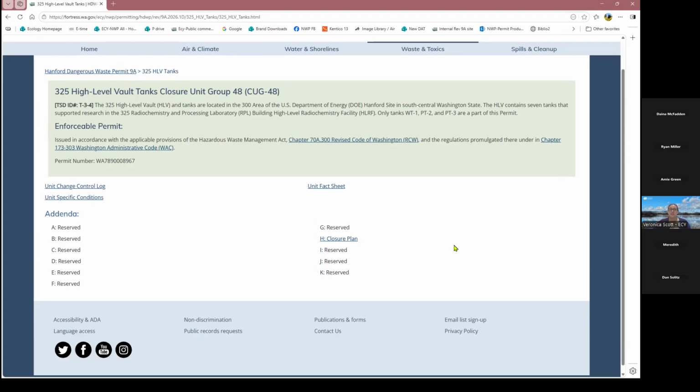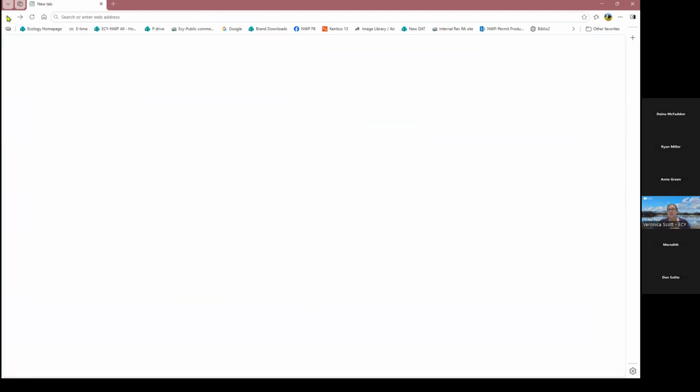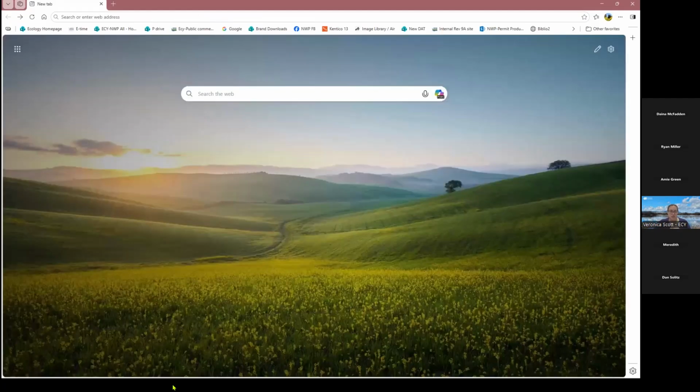That will be the guidance documents to help make sure they're moving through their closure and closing it in a way that is protective of human health and the environment. So that's kind of like the range of what you would see. Some have very little, others are going to be more extensive based on the needs of each individual site.